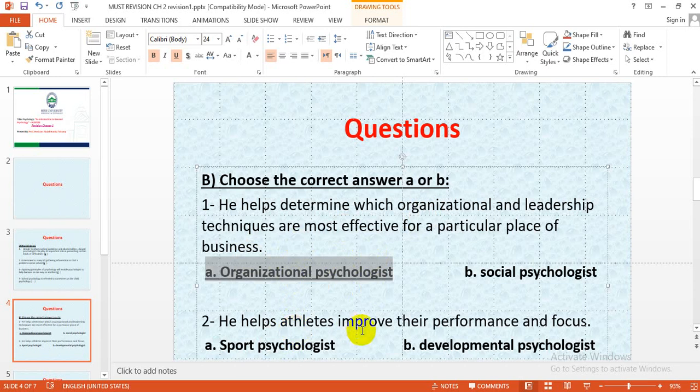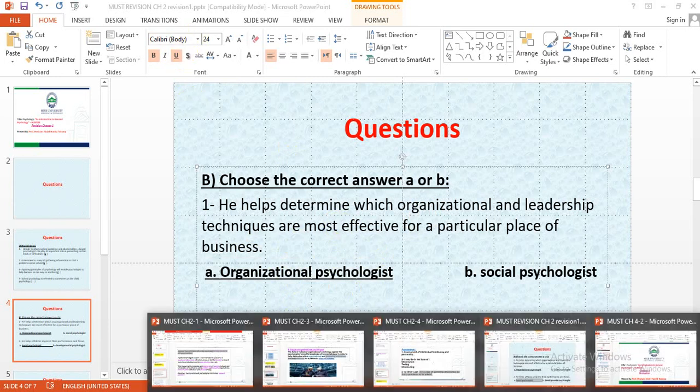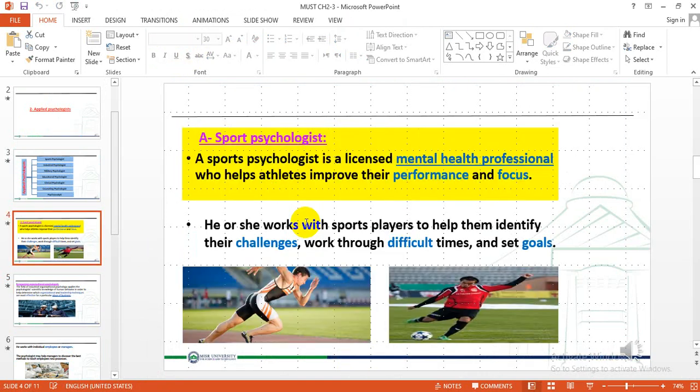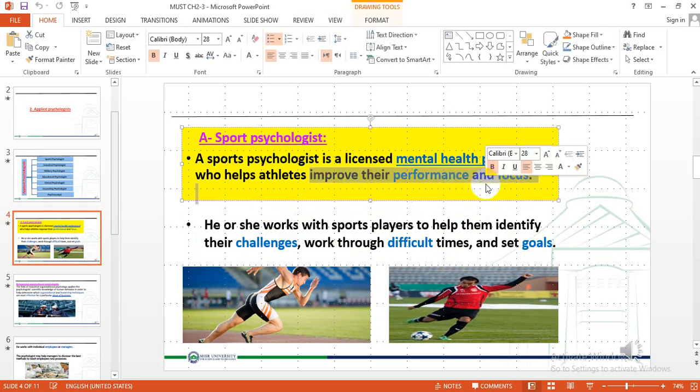He helps athletes improve their performance and focus. The correct answer is sports psychologist, but let us check the slide that talks about that. This is the definition of a sports psychologist: he helps athletes or sport players to identify their challenges, work through difficult times, set their goals, and also improve their performance and focus.